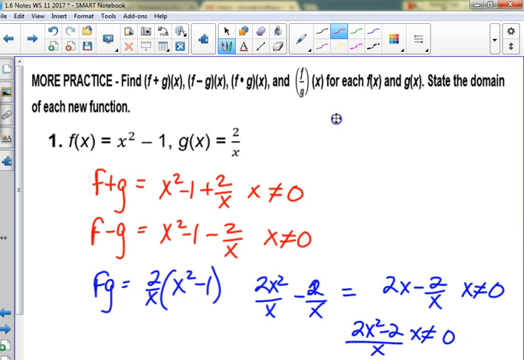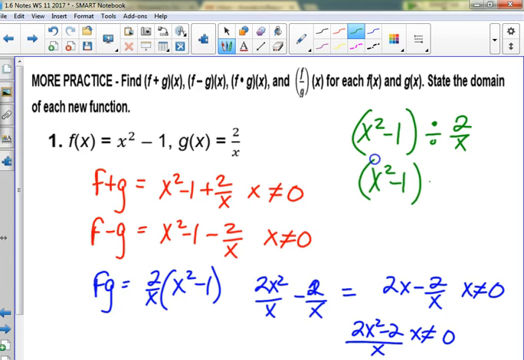What about the divide? The one we're all kind of scared of. x squared minus 1 is being divided by 2 over x. What does that mean? Okay. x squared minus 1 is being multiplied by what? x over 2. So you want to leave it as what? How do you want to write it? All over 2. So you want to distribute it and leave it like that? Okay, is there a domain restriction?